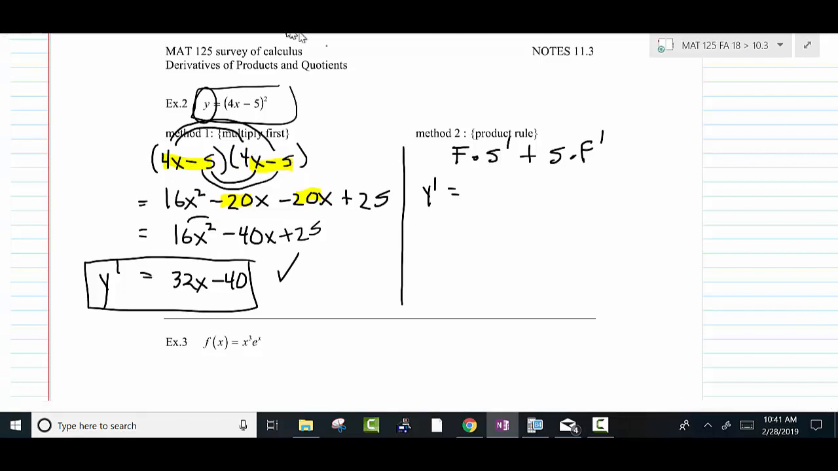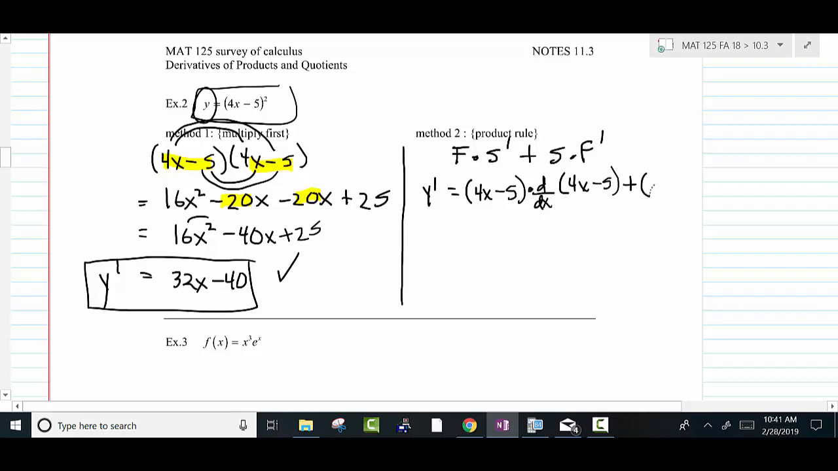So when we do the derivative y prime, we just take the first. What's kind of interesting about this is, is there any difference between first and second? No. They're the same. So the first is 4x minus 5. Then you would do the derivative of the second, which also is 4x minus 5. And then we'd do the second, which is 4x minus 5, times the derivative of the first.